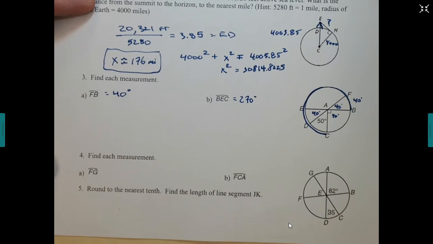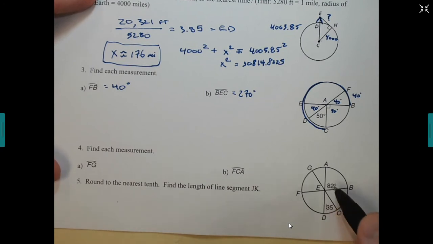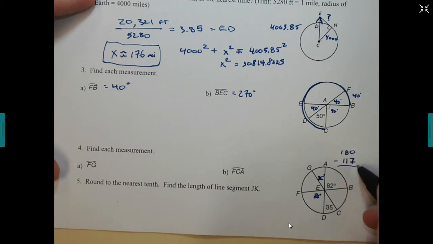Again, feel free to pause, rewind, take a look at any of this that you need. Again, more central angles. Vertical angles, I got 82 degrees. Vertical angles, I got 35 degrees. 180. Well, 35 plus 82 is 117. I take that from 180. I got 63 degrees here. That means I got 63 degrees on the vertical angle.